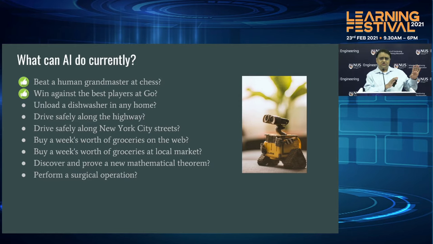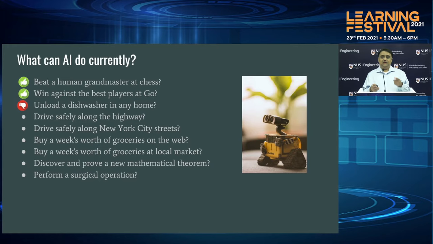So we can play chess, Go, checkers, right? Can it unload a dishwasher? Because pretty much anybody can unload a dishwasher, right? I can bring you to my house and you can unload my dishwasher. Can a machine do that? It turns out that's a very hard problem. Right now, the answer is no.